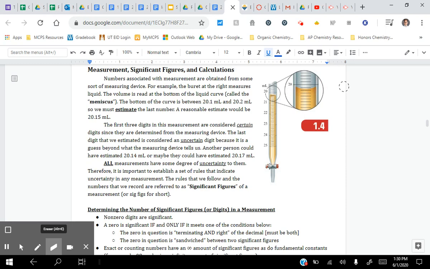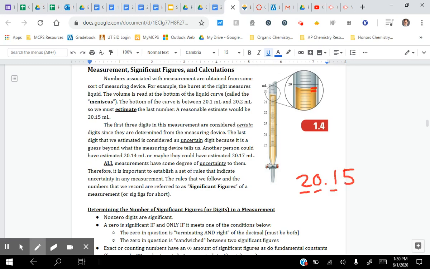So if you look at the bottom of that line there, I see that it's somewhere between my 2 marks here. So since the bottom of the curve is between 20.1 and 20.2 milliliters, we have to estimate the last digit. And a reasonable estimate would be 20.15 milliliters. Now, the first 3 digits in this measurement are considered certain digits because they come directly from the measuring device. You know exactly that the liquid is between 0.1 and 0.2, so 20.1, those are all certain digits. Certain, but this last digit was the one we had to make the guess for.